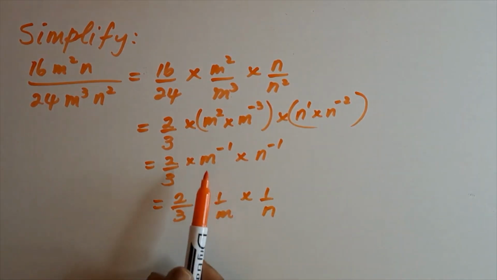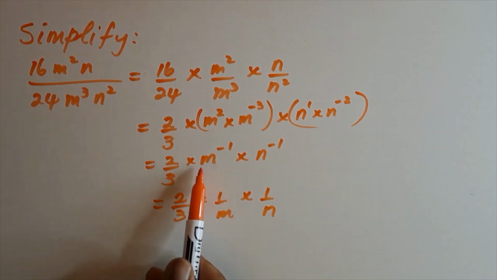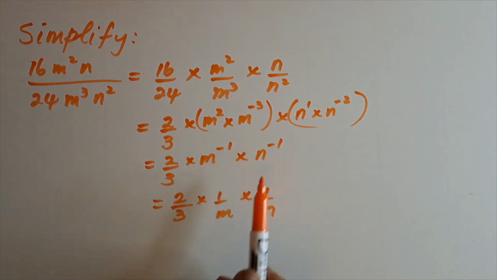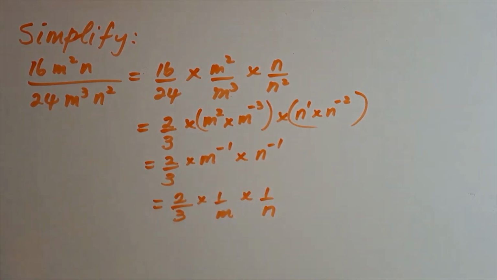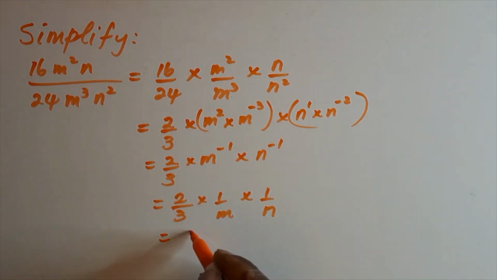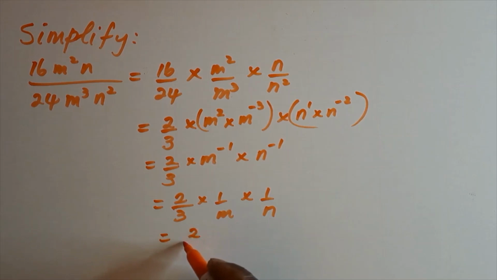So in the numerator, and this is the numerator because this is m to the minus 1 over 1, this is n to the minus 1 over 1. We take it into the denominator, it becomes positive. So this is m to the 1. We don't write the index 1, and n to the power of 1. We put it all together, we have 2/3 mn.